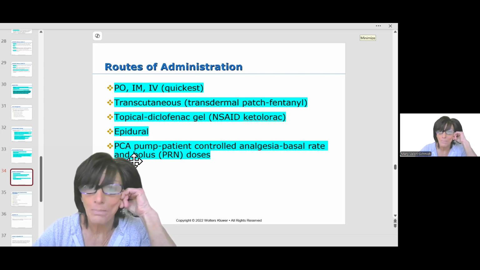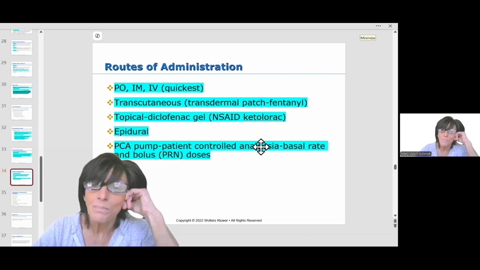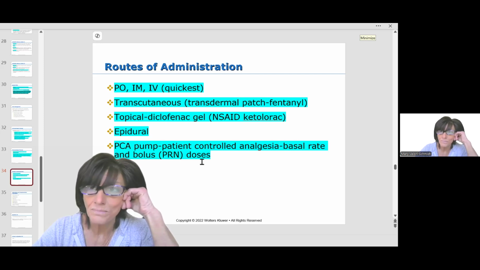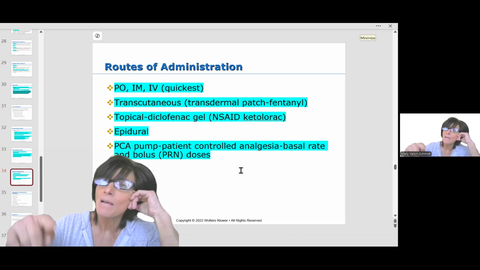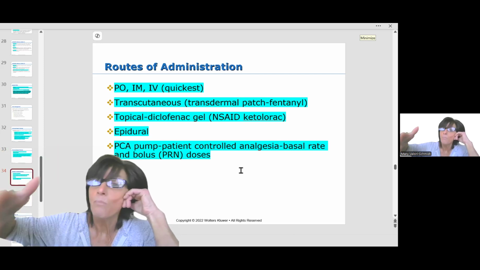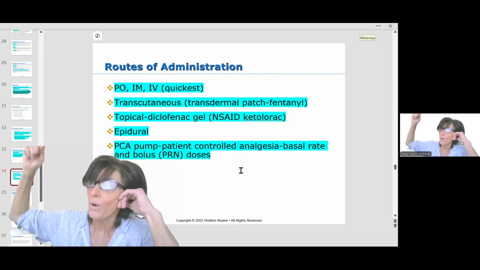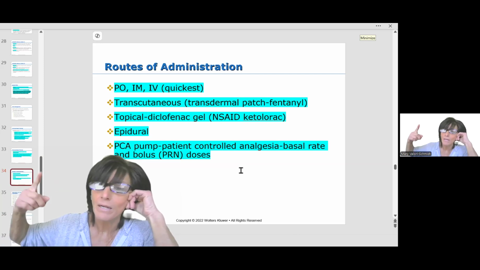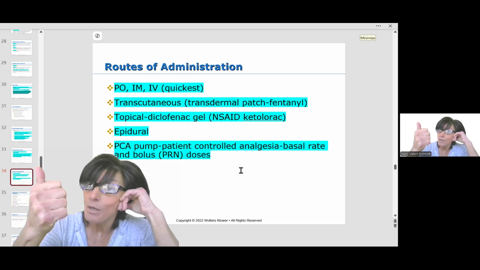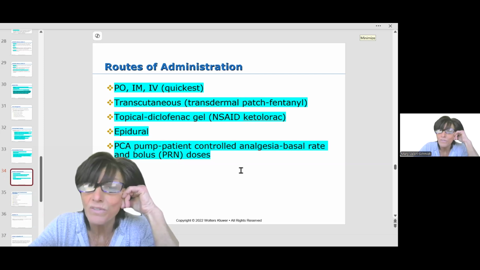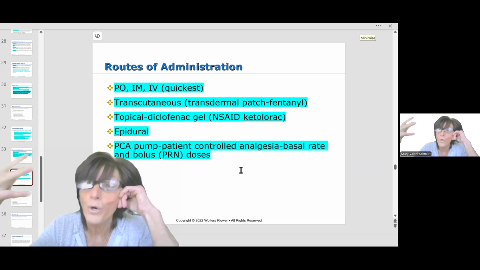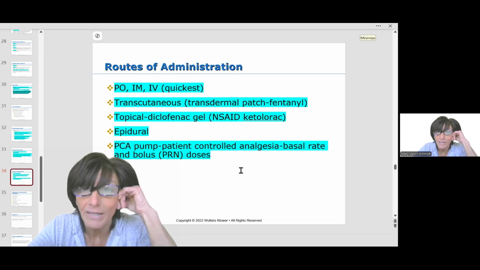And then PCA pumps, patient controlled analgesia. With these pumps, the patient gets a basal rate and a bolus or PRN dose. So it's an IV hooked up to the patient, gives them a continuous dose, say morphine 1 milligram an hour. They are continuously getting morphine around the clock, but also they have a little button. They can push the button to deliver a bolus, an additional PRN dose. Say they are allowed to get 1/4 milligram of morphine every 15 minutes.